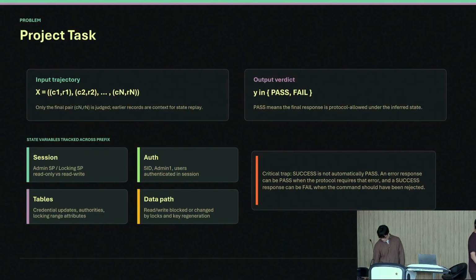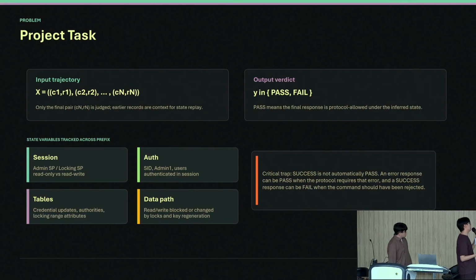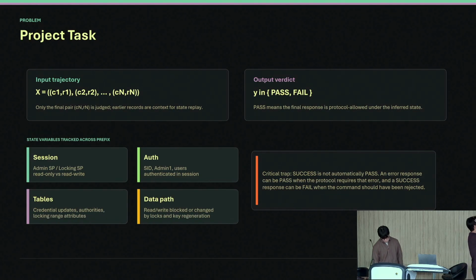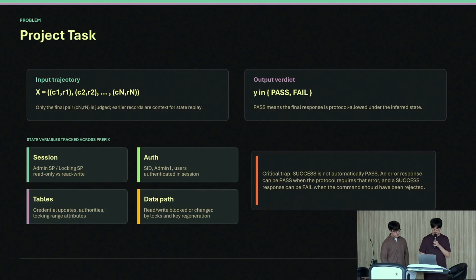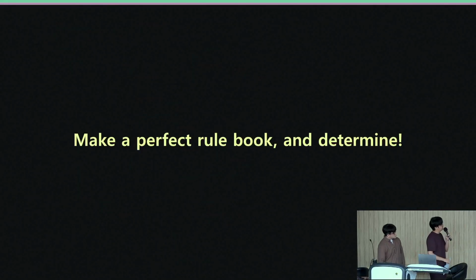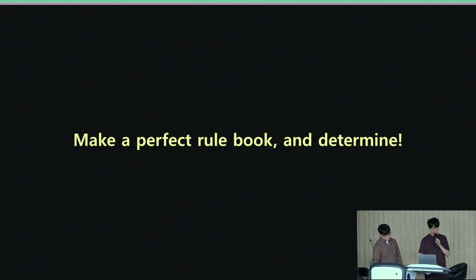Even though Team 22 and Team 1 already briefly talked about our project, for a brief recall, our original mission was to determine whether the last response of the SSD for each given trajectory of commands was right or wrong. So what would be the most natural idea to make this problem solvable? In my opinion, the most natural idea would be to make a perfect rule book and determine. And that was the exact first idea we had.